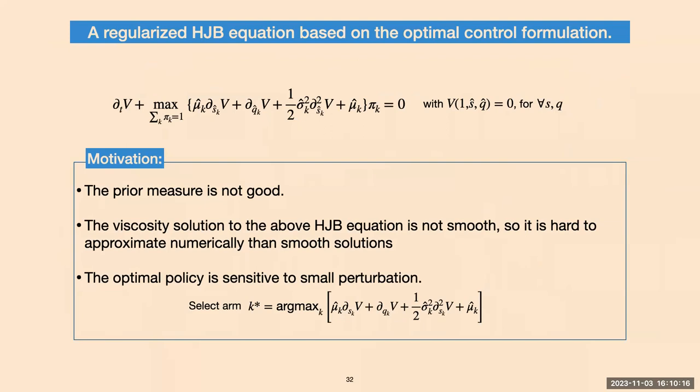So there are several motivations for this regularized version. First, this unregularized version is probably not as good as the regularized version when the prior measure is not good. Second, as I just said, this solution is a viscosity solution, which doesn't have smoothness. Viscosity solution is basically when you change your policy at this point, it's not differentiable. So it's hard to numerically approximate this non-smooth solution.